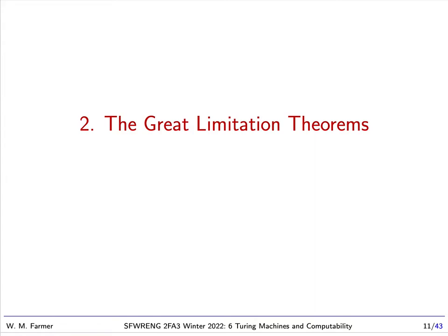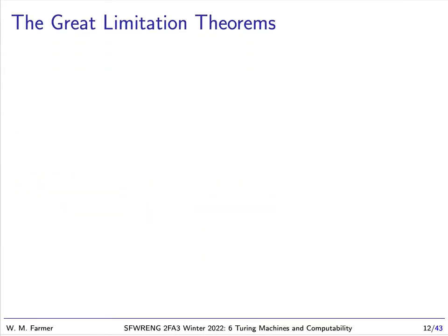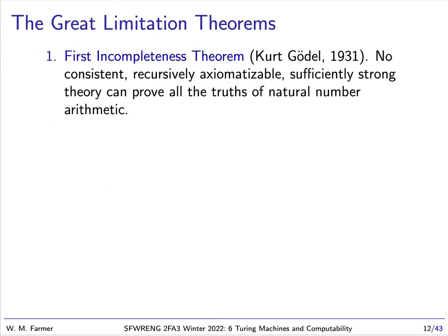Today we're going to continue with the topic of Turing machines and computability. Today, specifically, we're going to talk about the great limitation theorems. The great limitation theorems are theorems that show the limits of what can be done with logic. And there's four of them that I'm going to present.